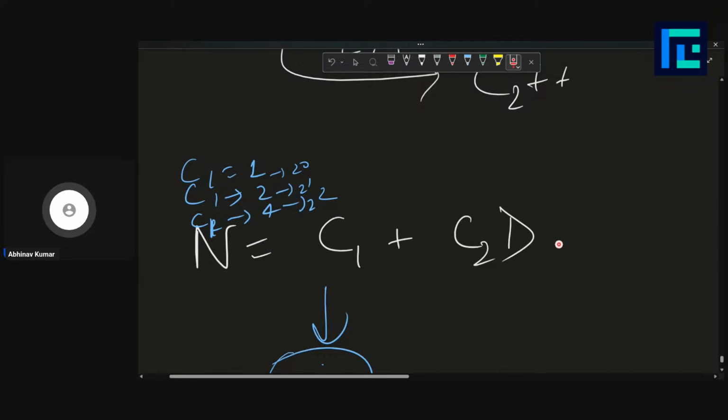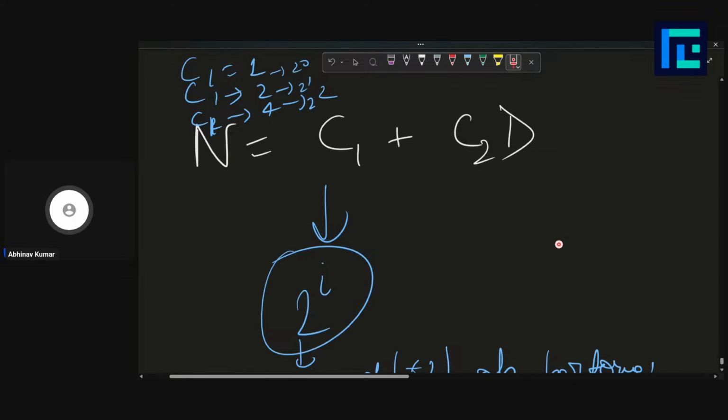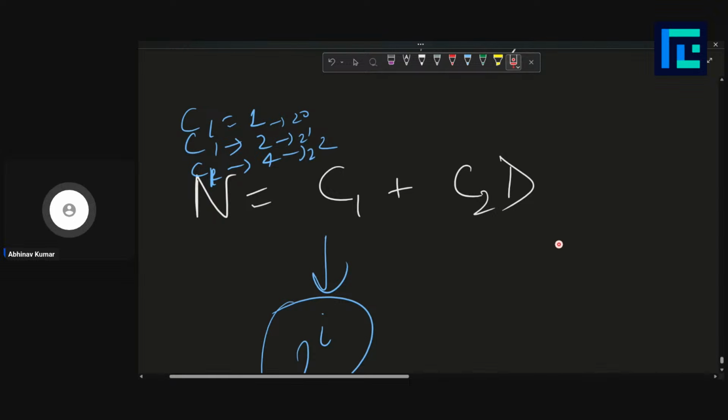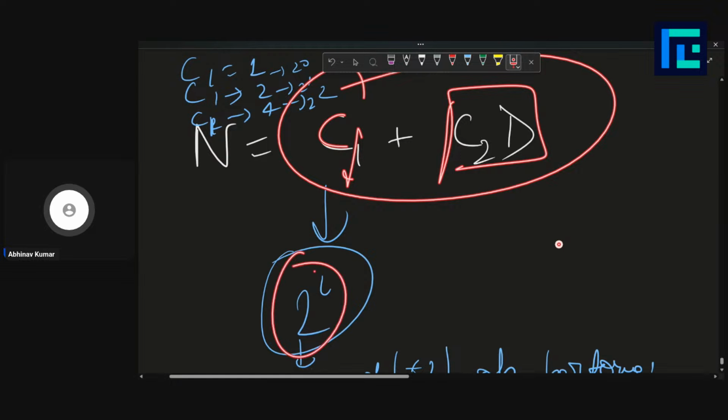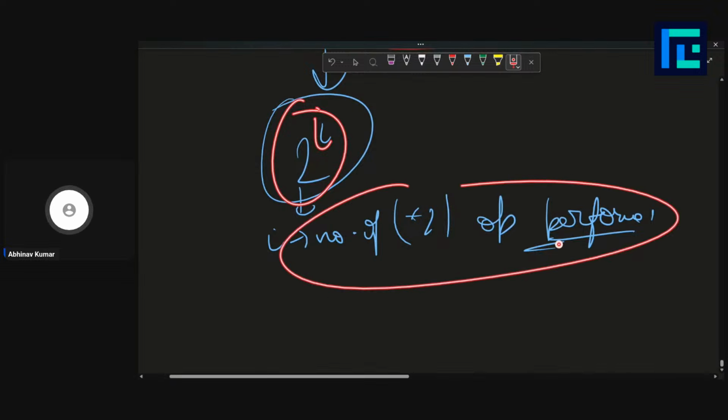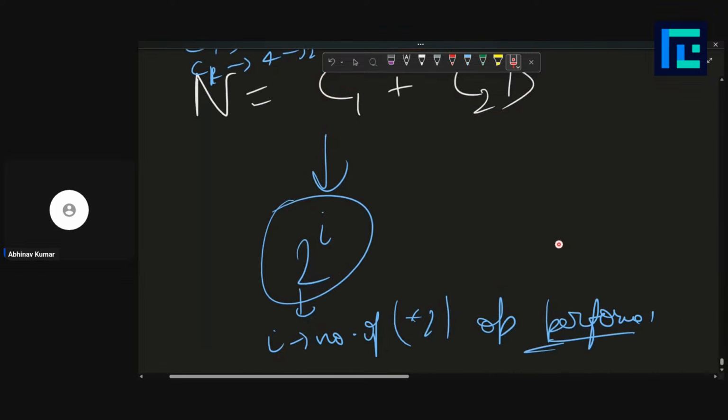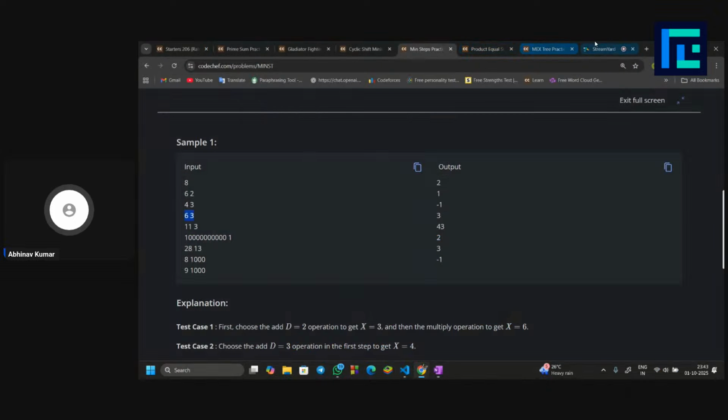So you can say that at any point of time, your x would be of the form c1 plus c2 times d, where c1 is 2 to the power number of times you have performed operation 2. And what would be c2? That we would see accordingly. So if this is clear, just write a yes in the chat.